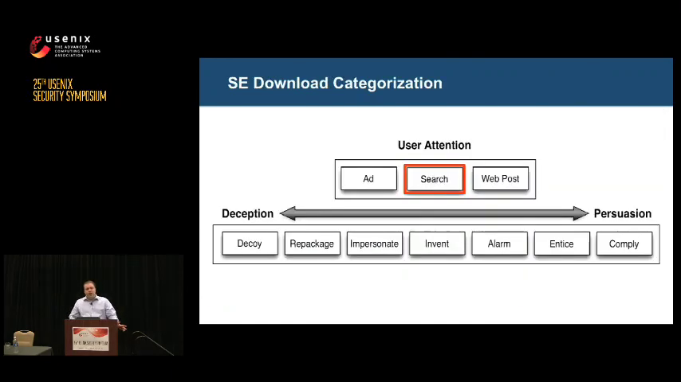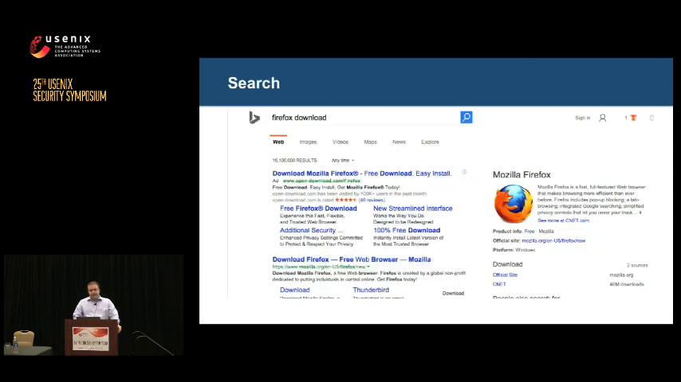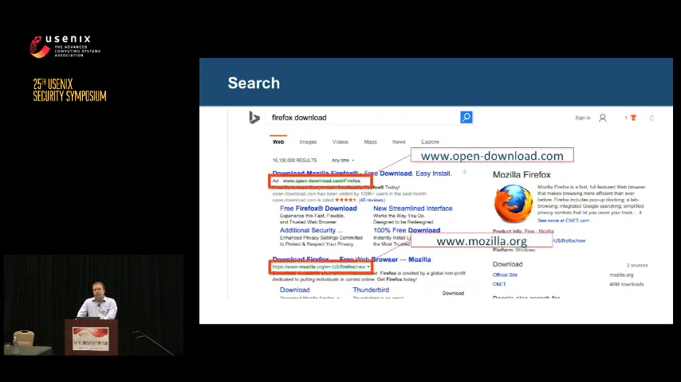Another way attackers get the user's attention is through search. So in this case, the user goes to a search engine and they type Firefox download. And here are the results for the Firefox download. The first result is the opendownload.com. And the next result is Mozilla.org.